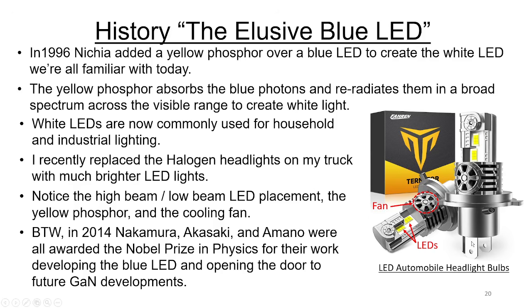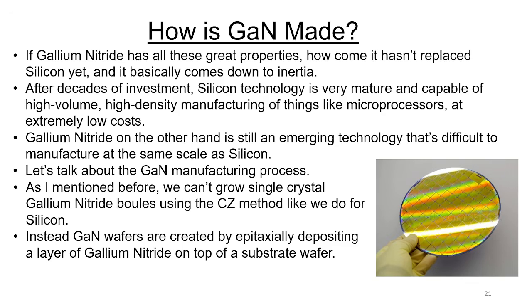Oh, and by the way, in 2014, Nakamura, Akasaki, and Amano were all awarded the Nobel Prize in Physics for their work developing the blue LED, and maybe more importantly, opening the door to future gallium nitride developments. So let's talk about how gallium nitride is made.